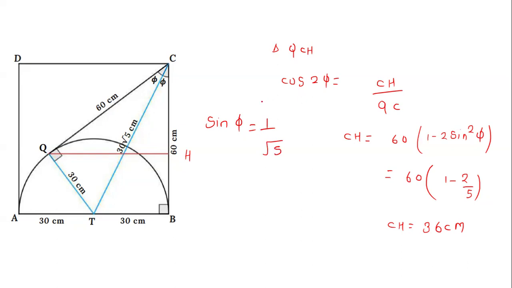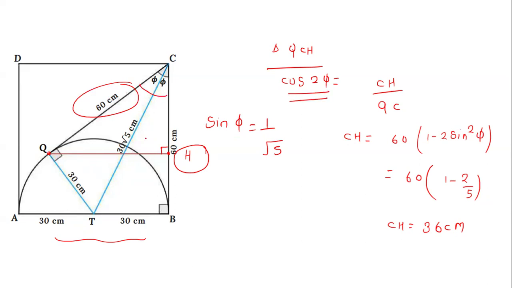Now you see the triangle QCH. So this is our H point. I just join the point Q to this. From the point Q, I draw a horizontal line parallel to AB and it will cut BC at the point H. So in the triangle QCH, this is 90 degree angle. This we know is 60 and this whole angle is 2 phi. So we can write cos 2 phi as CH divided by QC. So CH will come like 60 times cos 2 phi.